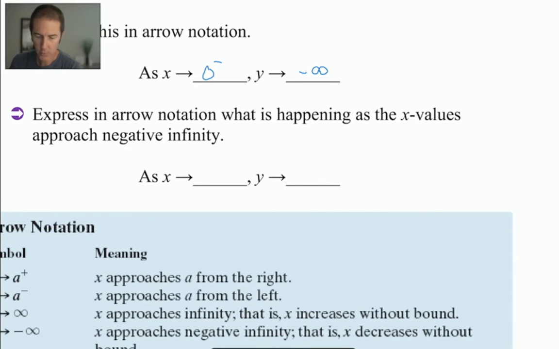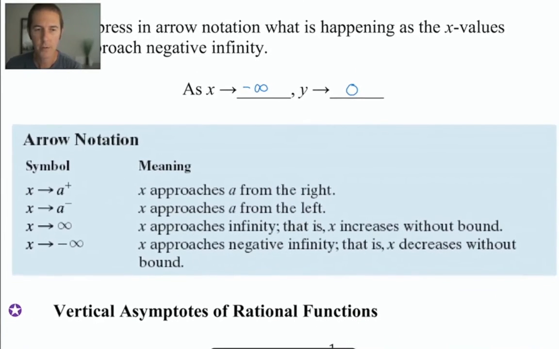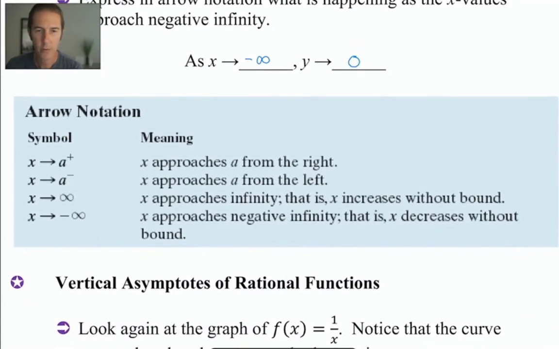Express in arrow notation what is happening as the x values approach negative infinity. As our x values go way off to the left toward negative infinity, our y values approach 0. They're only approaching 0; they don't ever actually become 0. We're just coming up on the underside of the x-axis, but never actually touching it. So here's a little synopsis of what those arrow notations mean with the little pluses and minuses on them.